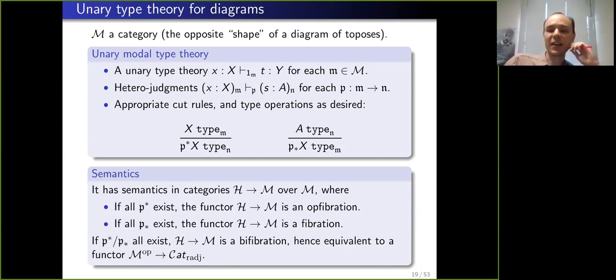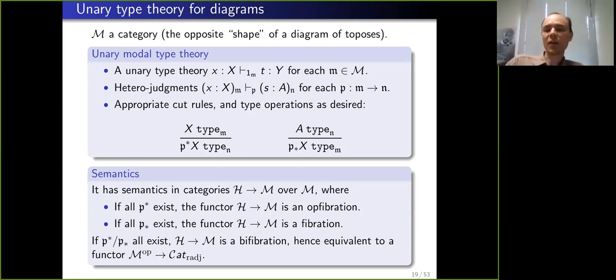In the Grothendieck sense, we have Cartesian arrows or op-Cartesian arrows, and if all of them exist, then we have a bifibration, and that makes it equivalent to a functor or a pseudo-functor landing in the 2 category of categories and adjunctions, which is another way to think of this semantics. Okay, so this is basically what Reed described, I believe.